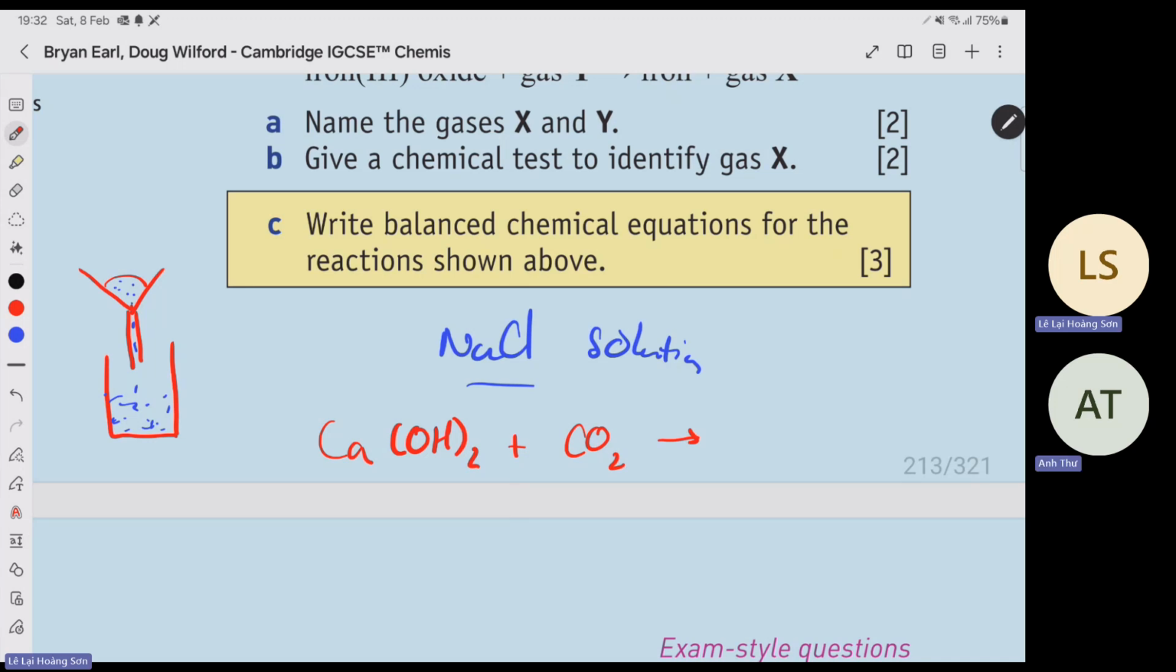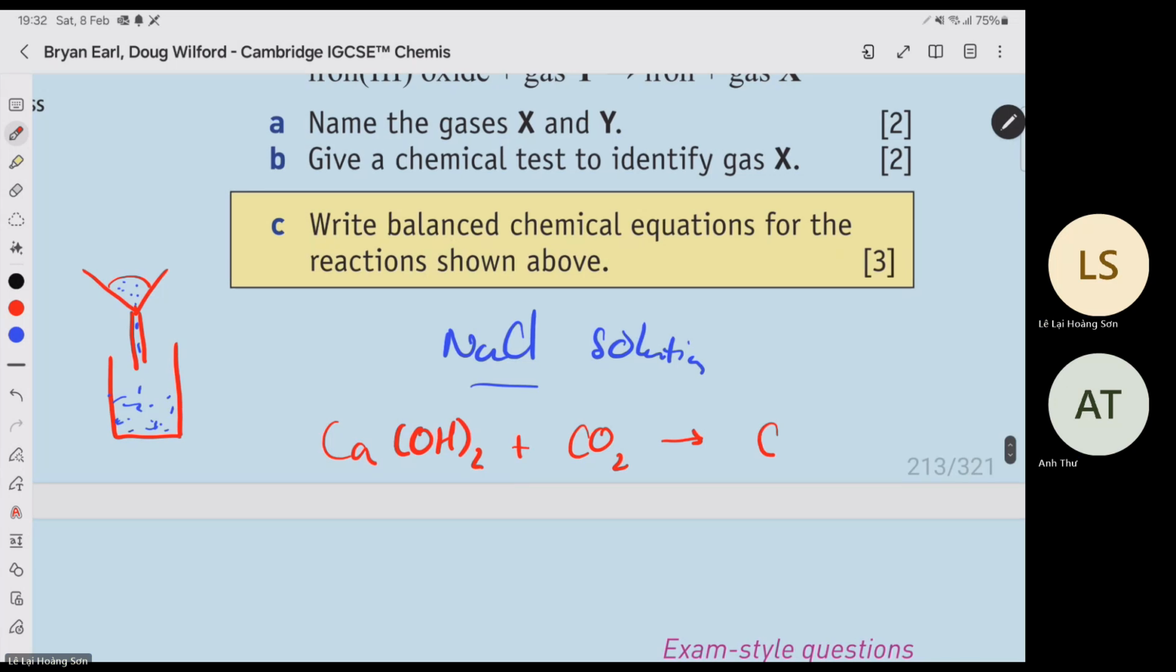I mean, a precipitate of what compound? The name of the compound. Calcium carbonate. All right.